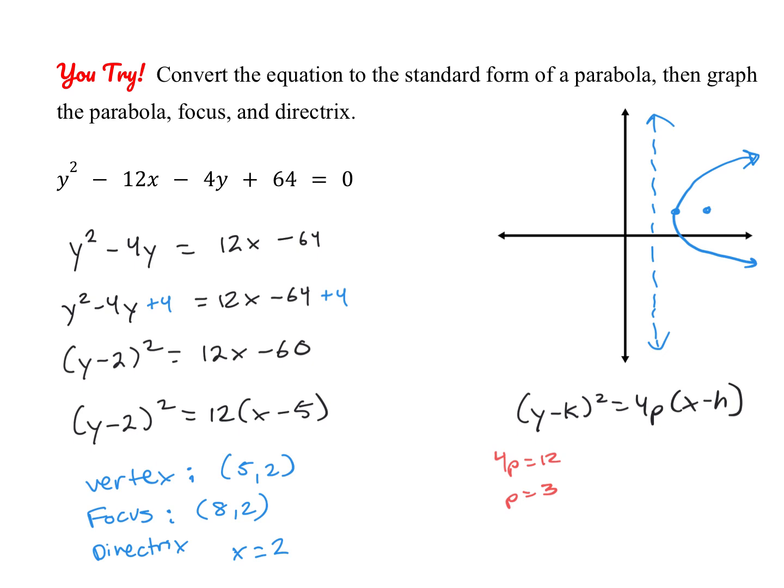So our first goal is to make our equation look like this. It is a horizontal parabola. So you should get y minus 2 squared equals 12 times x minus 5. So our vertex is at 5, 2, and I can see that our p value is 3. Since it's positive, it's opening to the right. And that means that our focus is 3 units to the right of our vertex. So notice I added 3 to the x value. And our directrix is a vertical line 3 units to the left. So I subtracted 3, and that's where our vertical line will fall.